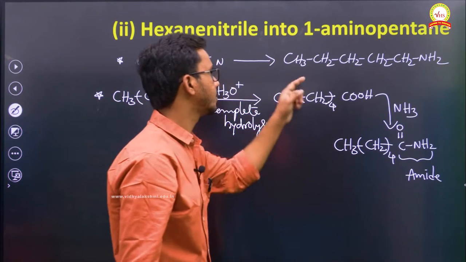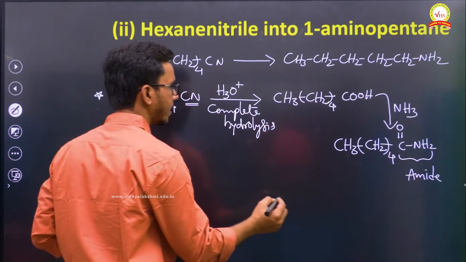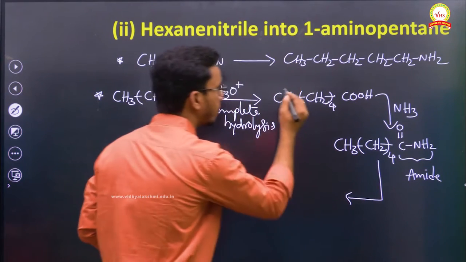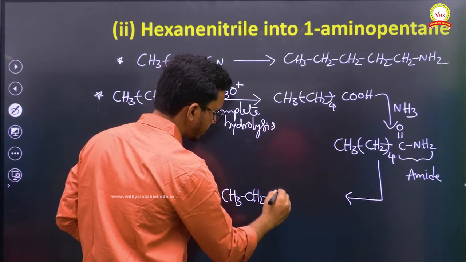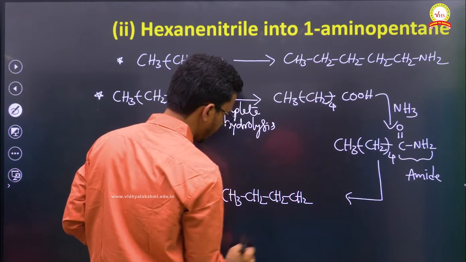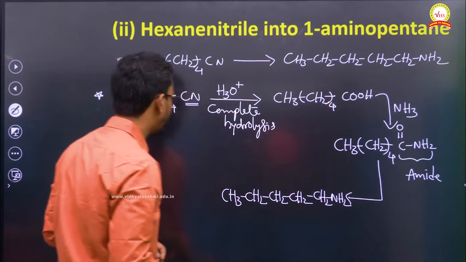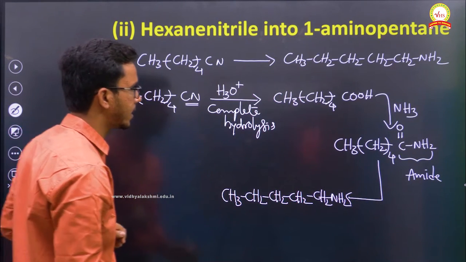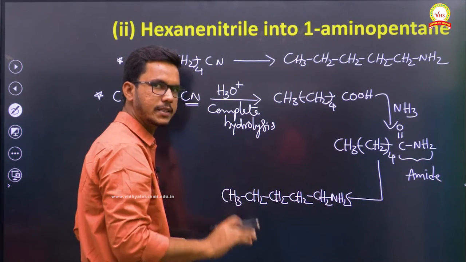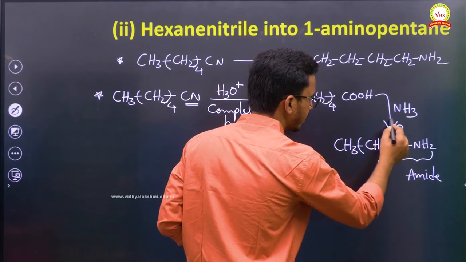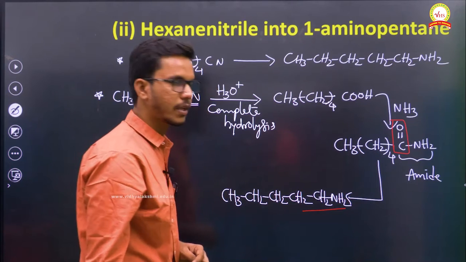This one should be converted into the respective 1-aminopentane. How can we convert this into 1-aminopentane? Let me write the 1-aminopentane, that is CH3CH2CH2, altogether 4 CH2, and CH2NH2. Here what kind of changes took place? We have altogether 6 carbons here. Here 5 carbons are there, which means 1 carbon is decreased. Which carbon is decreased? This C double bond O carbon is decreased. Degradation took place, one carbon is less.